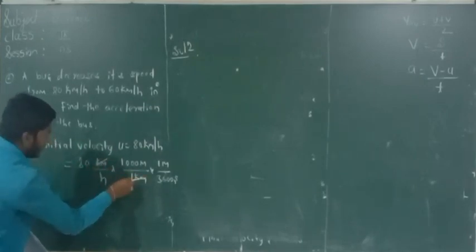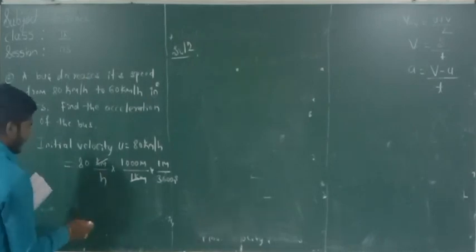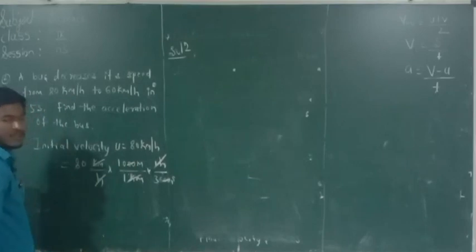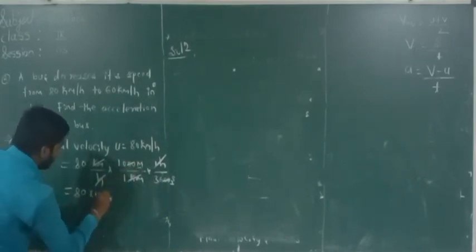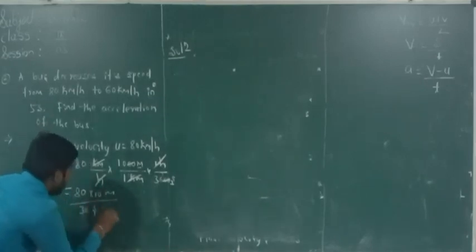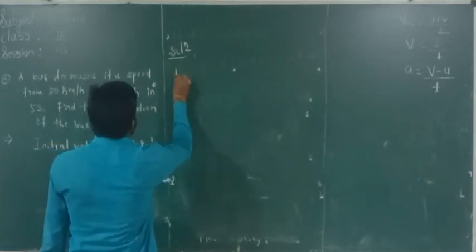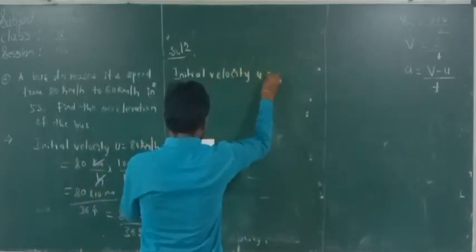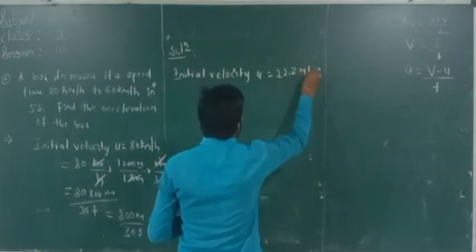See here, this kilometer gets cancelled, the other kilometer gets cancelled, and this hour gets cancelled. These two zeros and these two zeros get cancelled. Remaining is meter per second. Writing down the remaining things: 80 into 10 meter divided by 36 seconds, that is 800 meter divided by 36 seconds. The initial velocity u is equal to, if you divide 800 by 36, you get 22.2 meter per second. This is the initial velocity.